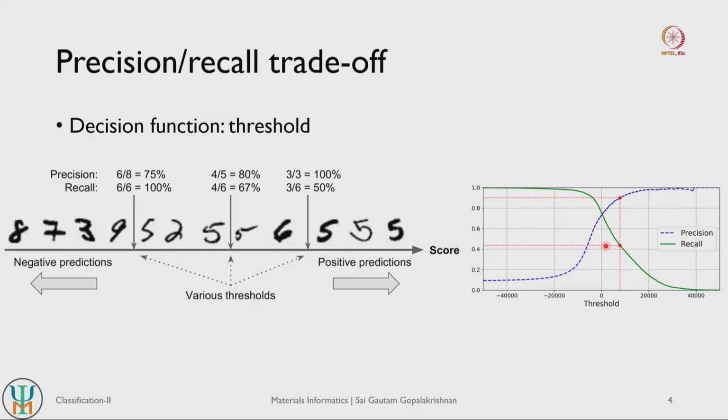You can also look at this graphically. I am plotting the variation of precision, which is the blue line here, and recall, which is the green line here, as a function of the threshold itself for a simple classification model. And you see that as precision starts to rise, the recall starts to drop.